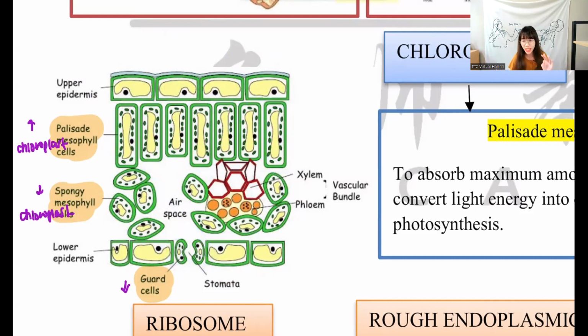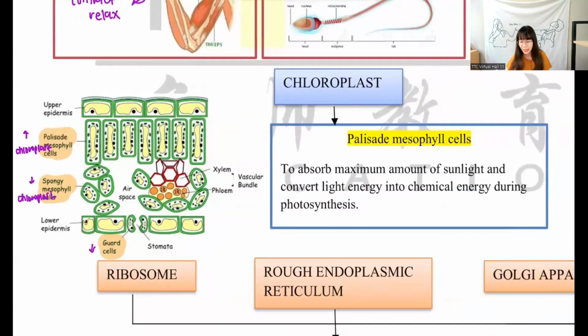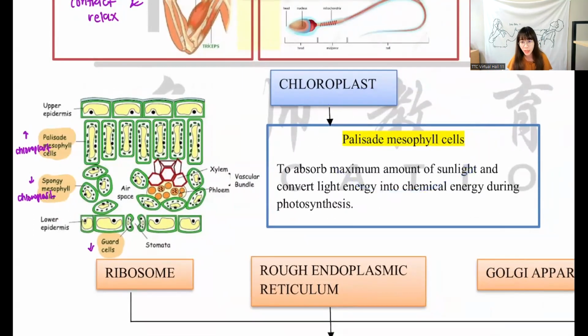So if the question asks you which cell has the most chloroplast, your answer has to be palisade mesophyll cell. Palisade mesophyll cell has a lot of chloroplast. That's why it will have the highest rate of photosynthesis.